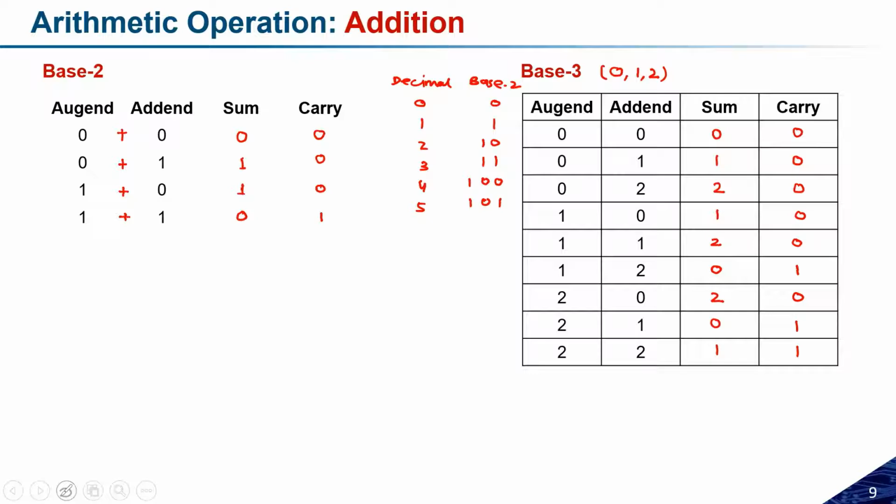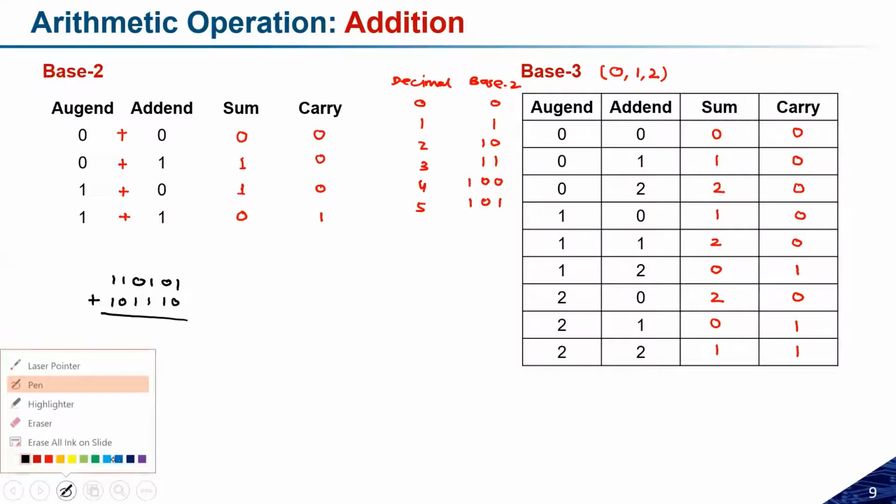Okay, so let us try to get some simple example for the arithmetical operation. How can we do that? Let us assume I have a number which is 110101, something like that, and I want to add it with some number, 101110, something like this. So how can we do that? It's very simple, so I will not take too much time on this.